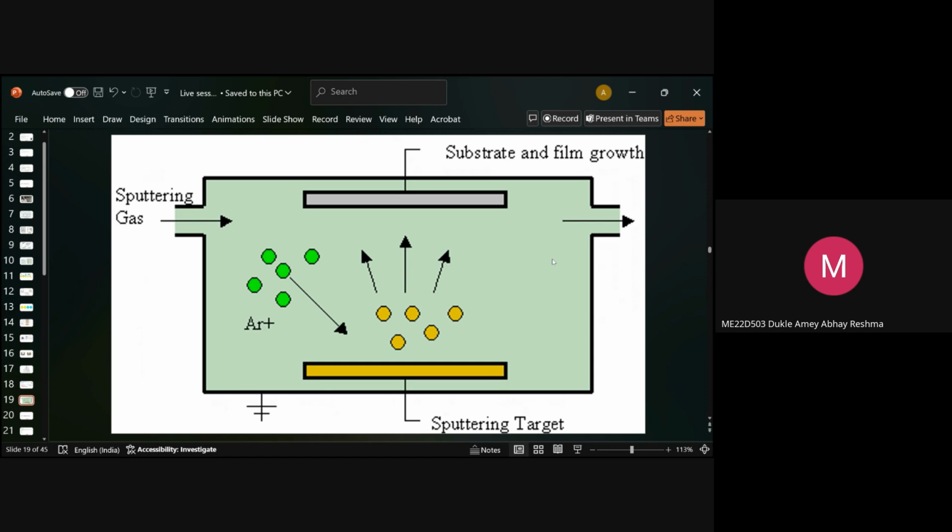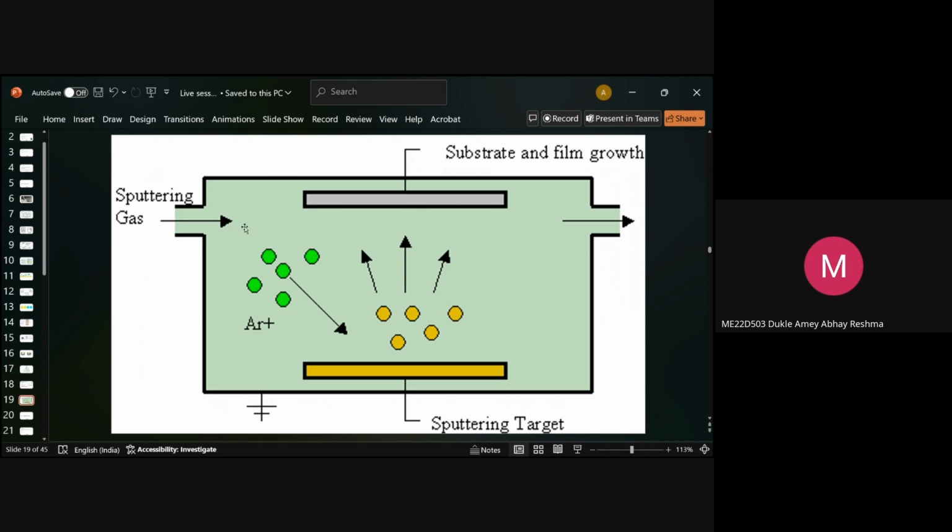Here we are coming to the deposition process. There are two main important deposition processes: one is PVD and the other is CVD. Here is a schematic of PVD, physical vapor deposition. This will be an argon atmosphere, fully argon gas. You will have the substrate, which basically is the silicon wafer.